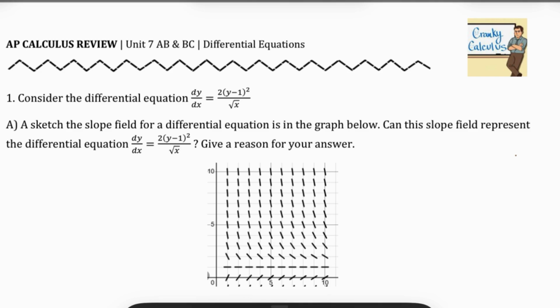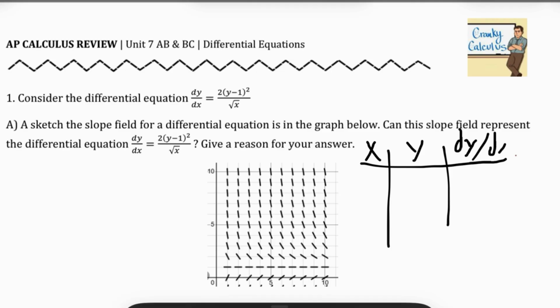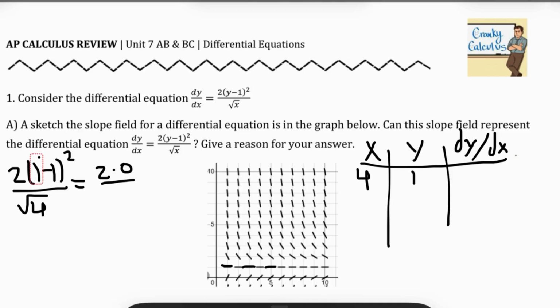So in order to solve this question, we will actually create a table for different values of x, y, and dy/dx. Now, I see that at y equals 1, it seems like the slope is pretty much 0. So I'll choose a point y equals 1 and x equals 4 and find out what dy/dx is at that point. Now, we have 2 times (1 minus 1) squared divided by square root 4. This is equal to 2 times 0 divided by 2, which is just equal to 0. So that point checks out.